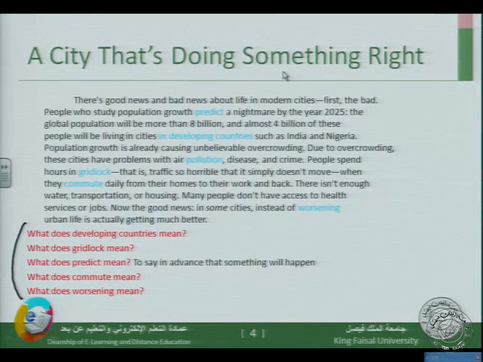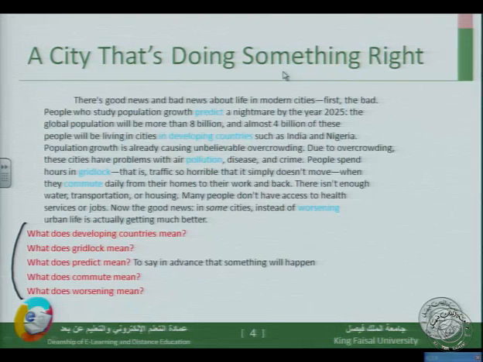There is good news and bad news about life in modern cities. First, the bad: people who study population growth predict a nightmare by the year 2025. The global population will be more than 8 billion, and almost 4 billion of these people will be living in cities in developing countries such as India and Nigeria. Population growth is already causing unbelievable overcrowding. Due to overcrowding, these cities have problems with air pollution, disease, and crime.